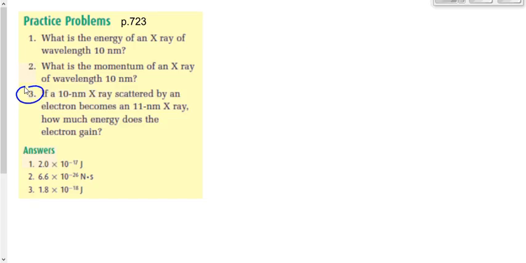What a lot of people want to do for question number 3 is say E is equal to hc over delta lambda. Can you do that? No, you can't. You can say hc over lambda twice.